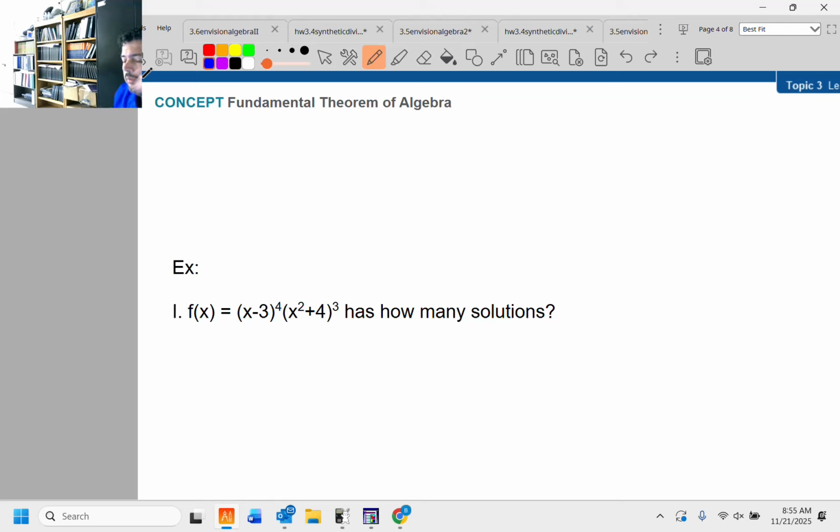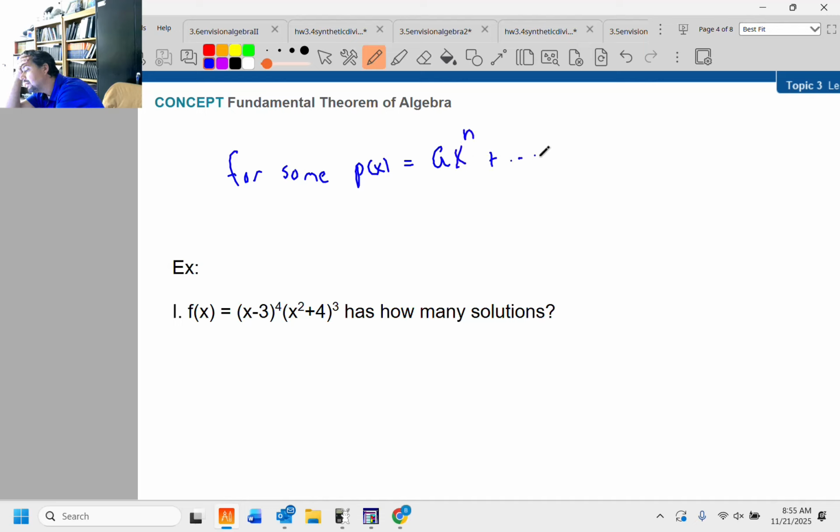All right, moving forward, we have the fundamental theorem of algebra. So for some polynomial, we'll just call it P, equal to a times x to the n plus dot dot dot. Finally, the constant. Doesn't matter what's in the middle. This is the first term, okay? There are exactly n solutions.